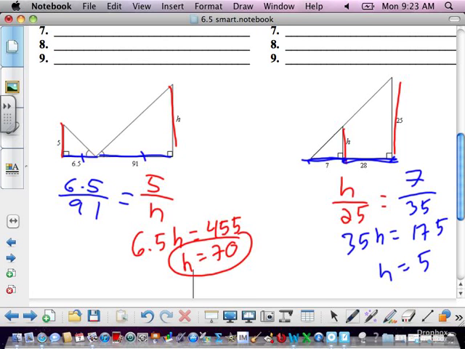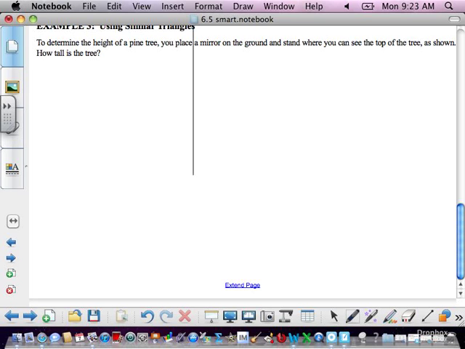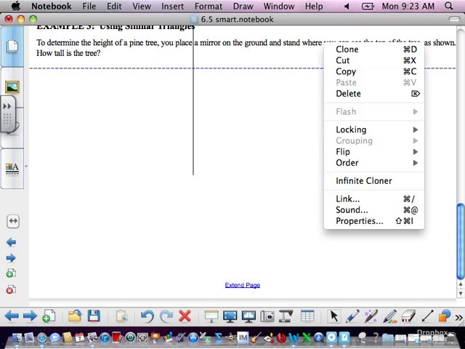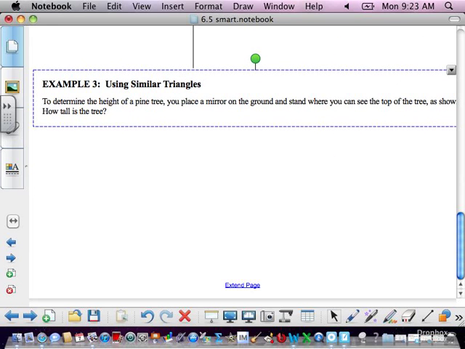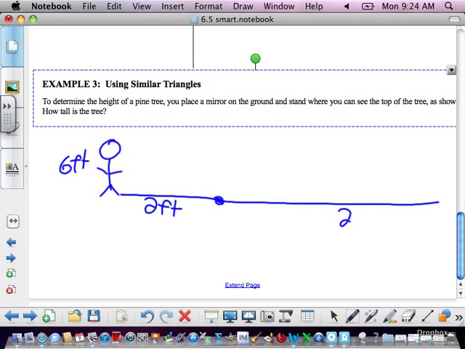Okay, let's do this story problem and we will be done. Okay, so you have a really nice picture on yours and I don't on mine, so sorry. To determine the height of a pine tree, you place, so I'm going to draw a little picture because I think it makes sense. So here are you. Just the figure. You are 6 feet tall, and you are 2 feet away from a mirror. The tree is 24 feet away from the mirror, and you want to figure out how tall it is.